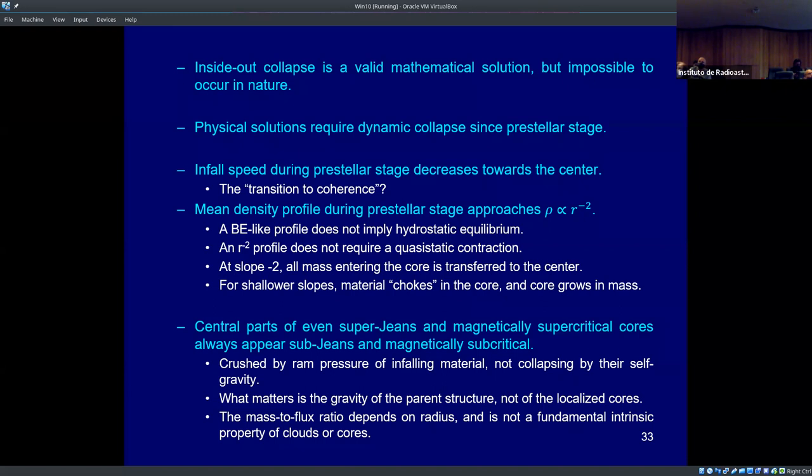But it might. So our message is that in order to determine stability, we should not look at single values of the quantities, but we should look at trends with scale. For example, report the run of the mass to flux ratio with radius, or of the Jeans length with radius, or the alpha parameter with radius, that kind of thing. So that might be a better indication of stability or instability.